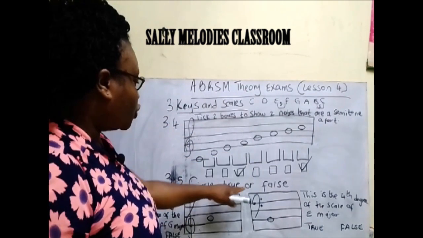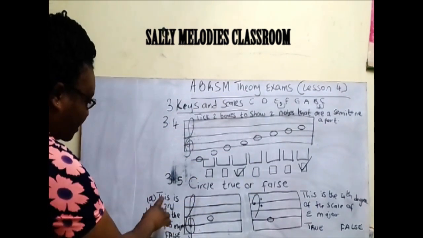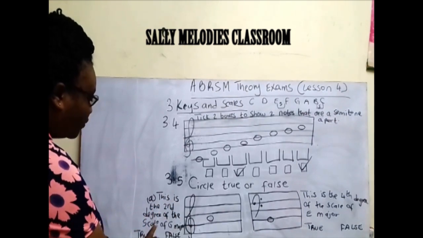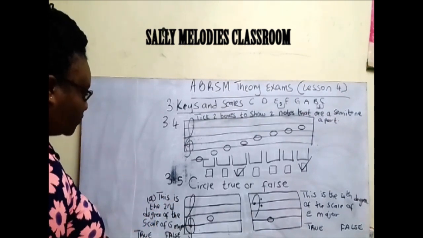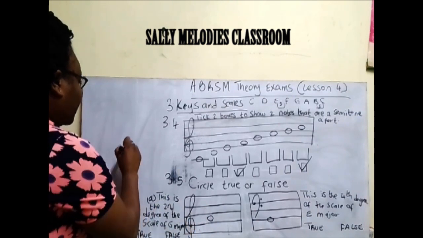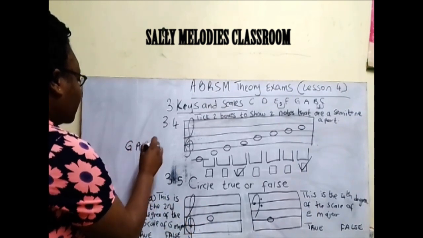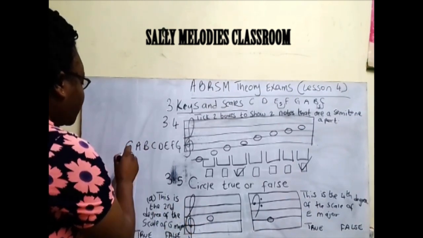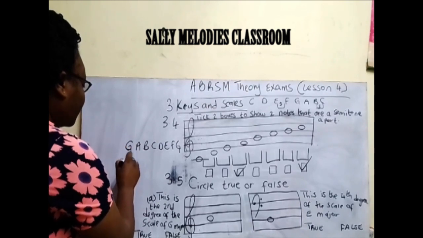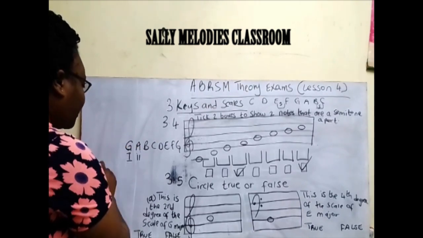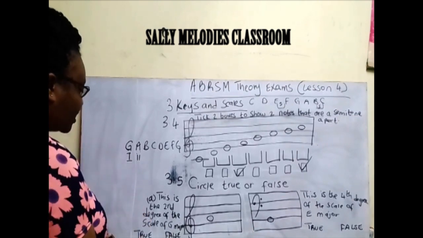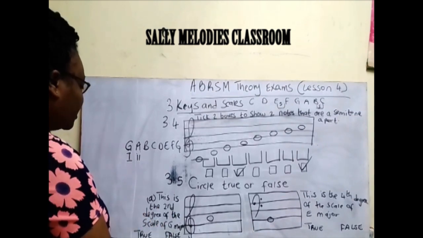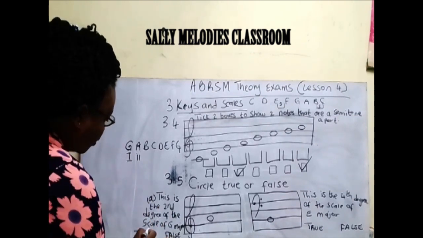Circle true or false. This is the second degree of the scale of G major. You know the degrees of scales. G, A, B, C, D, E, F, G. 1 and this is 2. Okay? So you are asked, is it the second degree? Yes, it is. You are going to circle true.